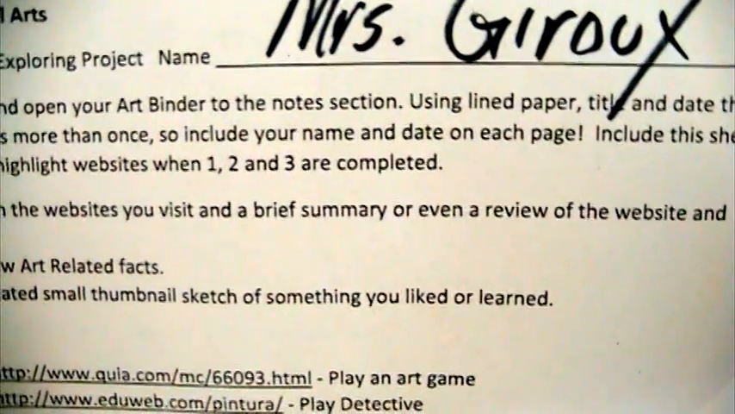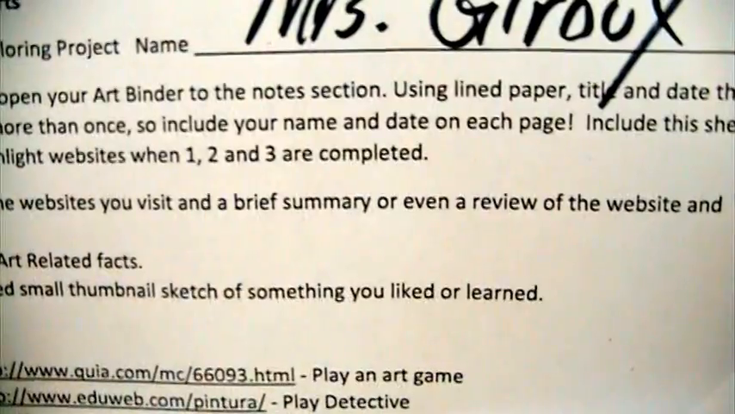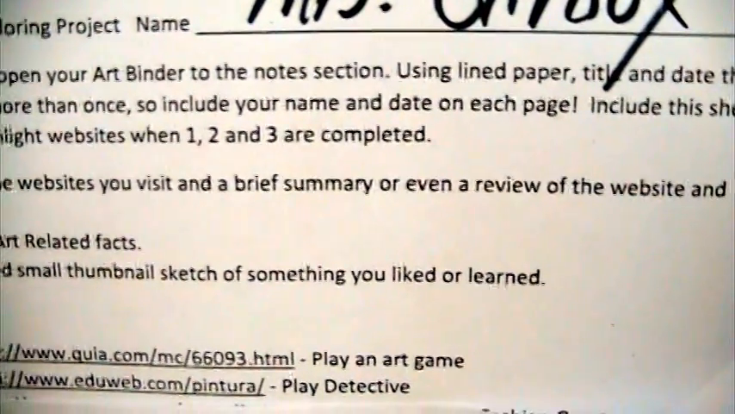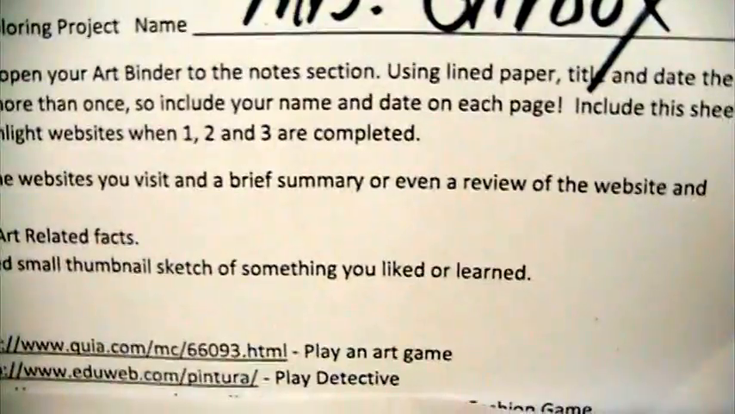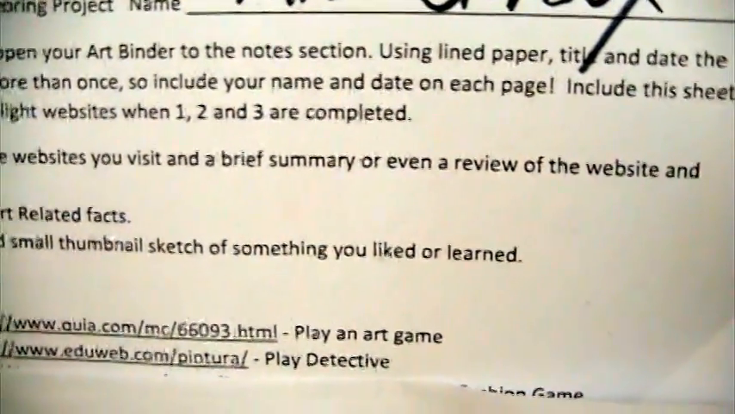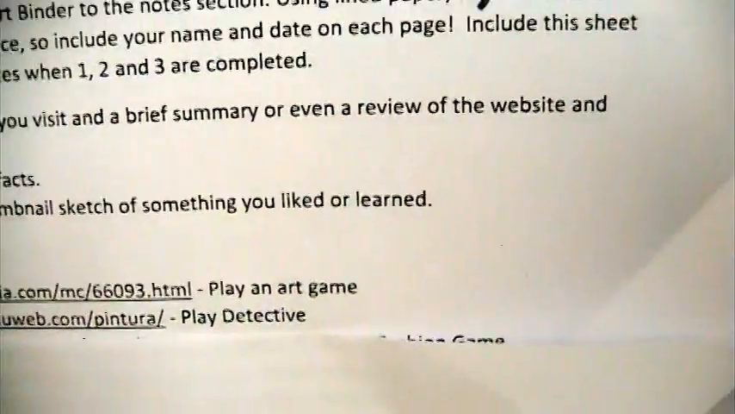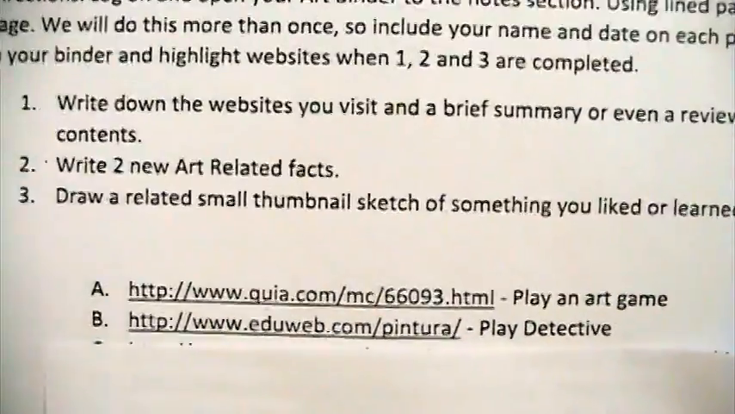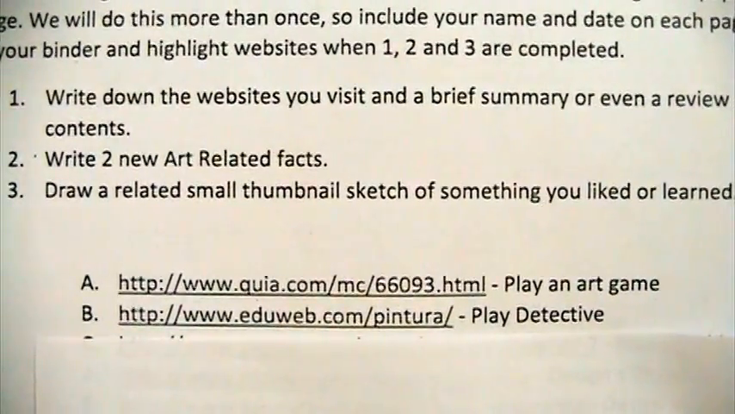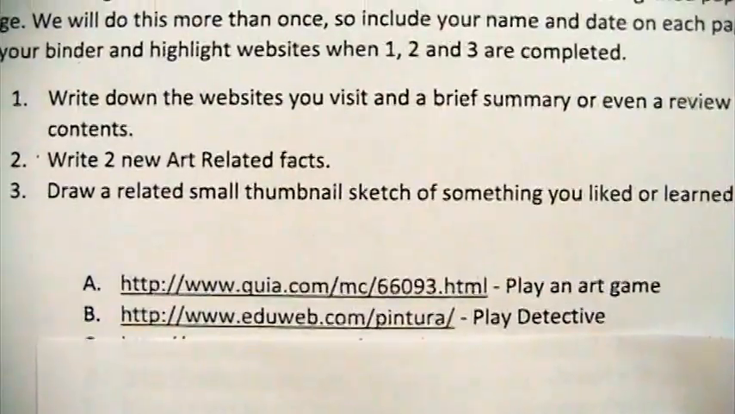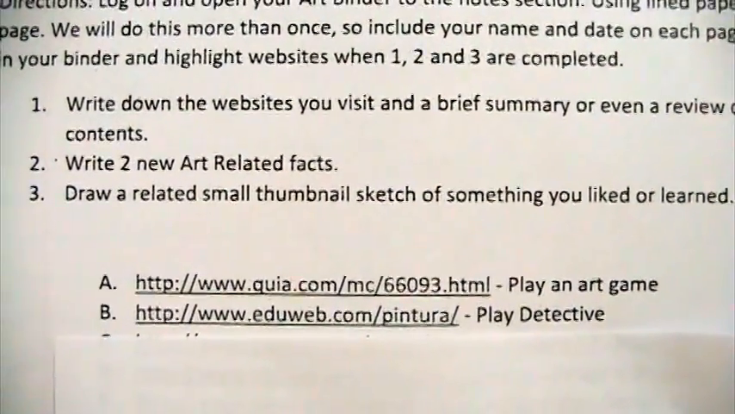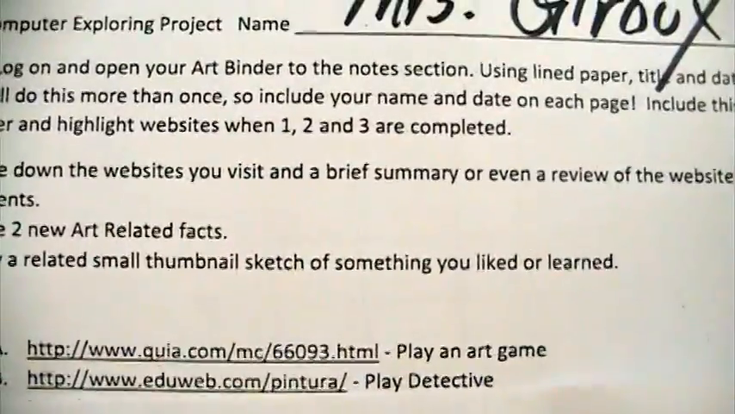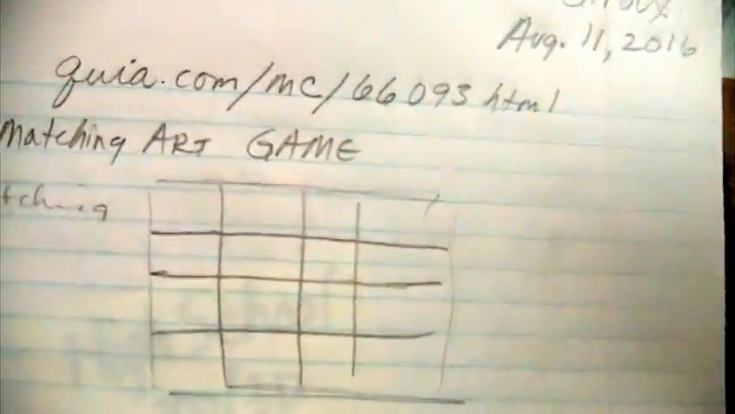And you're going to write 2 new art facts that you've learned. The first one's easy because it's a game and all of this may be new to you. It's a matching game, pretty fun. And then you're going to draw a related small thumbnail sketch of something that you liked or learned. So we did letters A and B. And our description for B was we're going to play Art Detective. So this is what your paper should look like, or will look like.